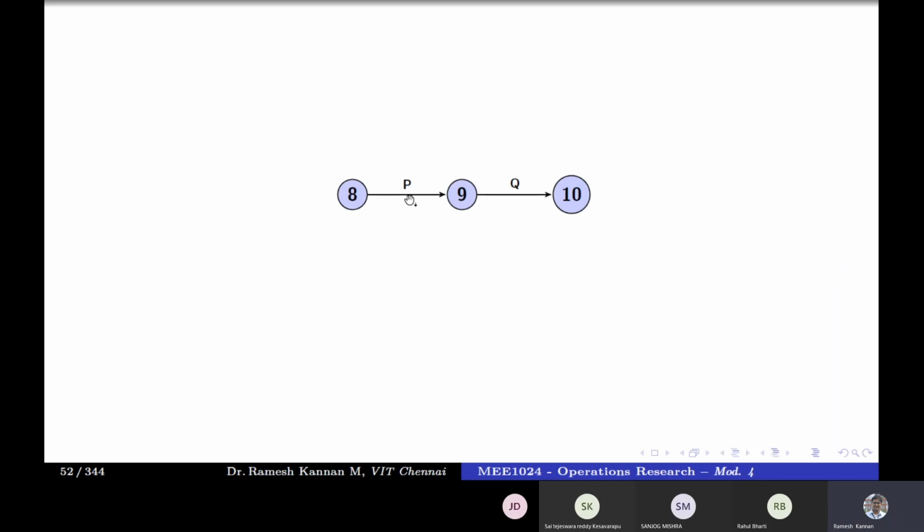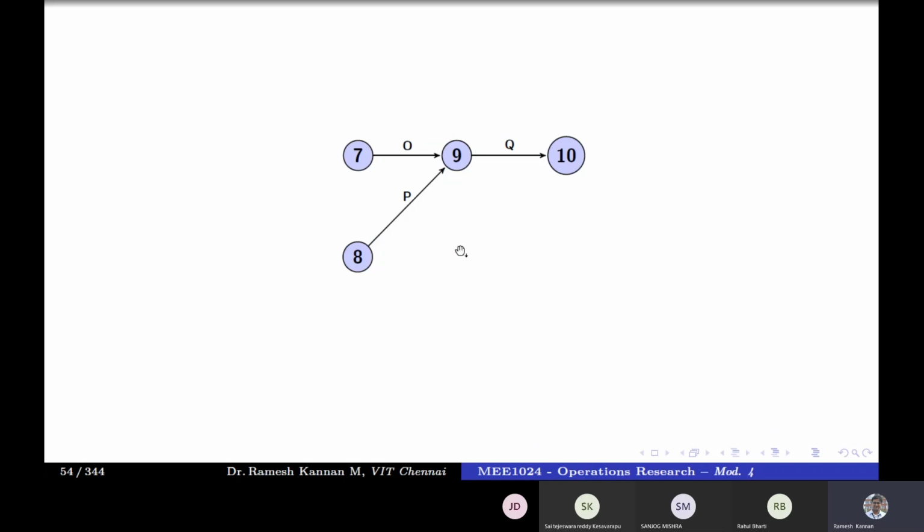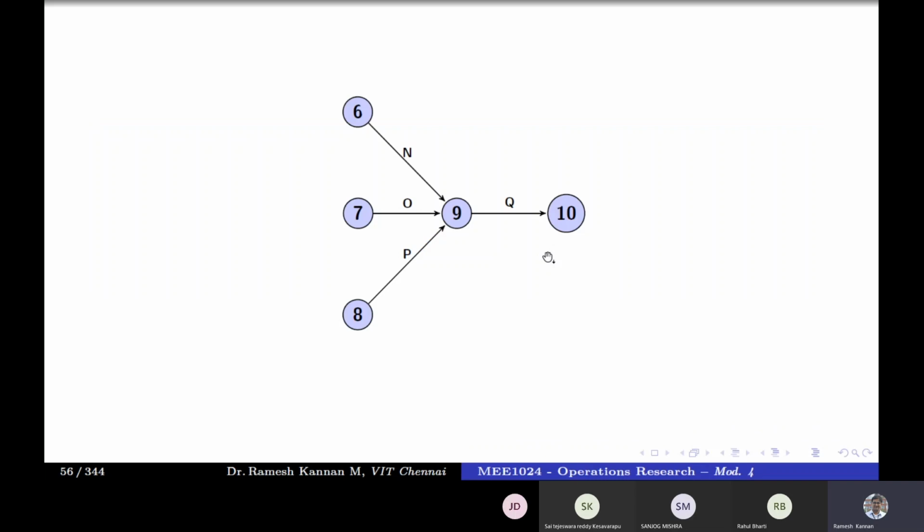Since P has got a successor of Q, we have constructed 8 to 9 as P. The next is O. O also has Q as its successor. So which means that it is something like this. For O, we move P down, and something like this.